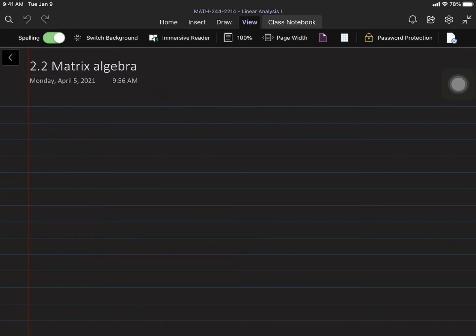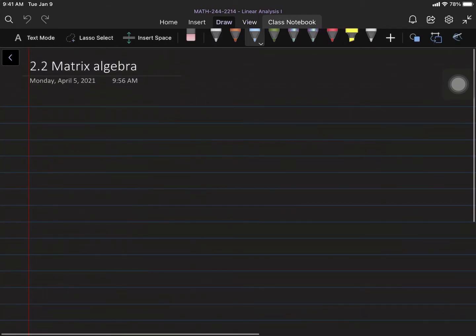Hello everyone. In this section, we are going to learn matrix algebra. We will learn the sum and difference of two matrices, like A plus or minus B. And then the most important part is A times B. What's the product of two matrices? And then we will learn the derivative of a matrix and the integral of a matrix function.